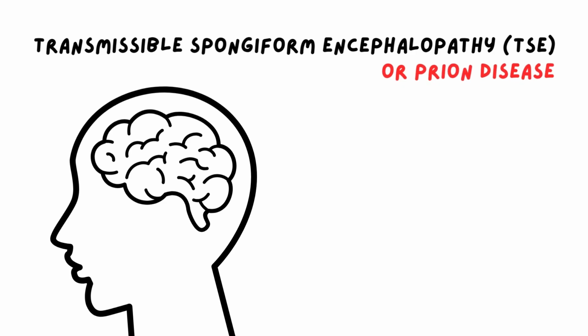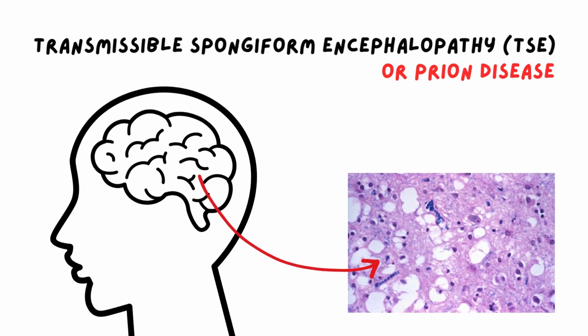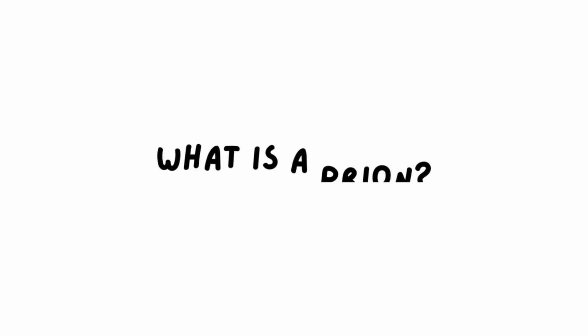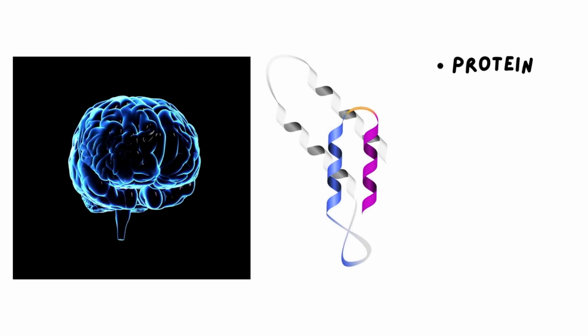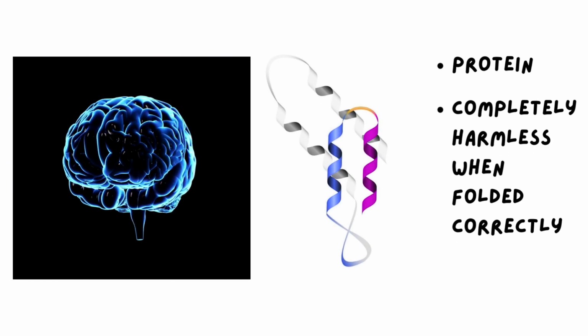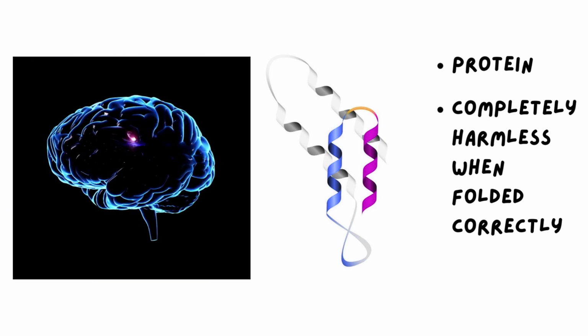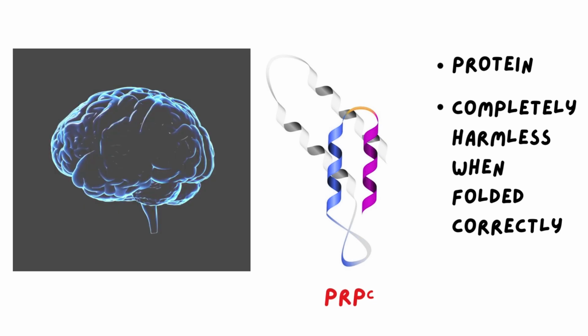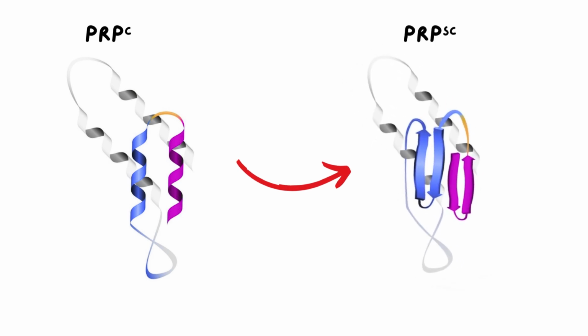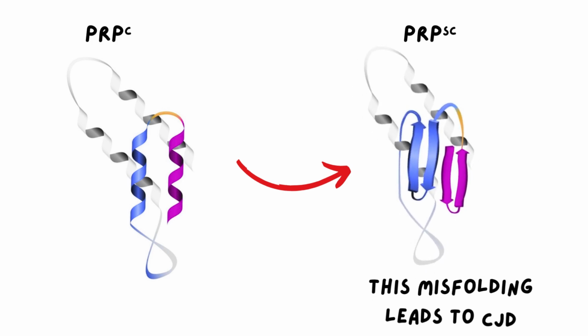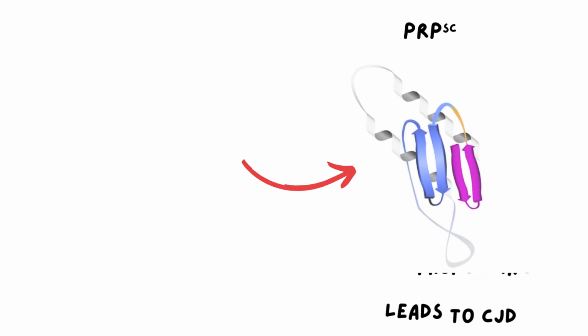This means the prions from CJD cause tiny lesions in the brain, giving it a sponge-like appearance. But what is a prion? A prion is a type of protein found in the brain of all healthy humans and animals. It is completely harmless when found in its normal, folded conformation, called the PrPC. However, this prion protein can become misfolded into a disease conformation, called the PrPSc. It is this conformation that causes CJD.